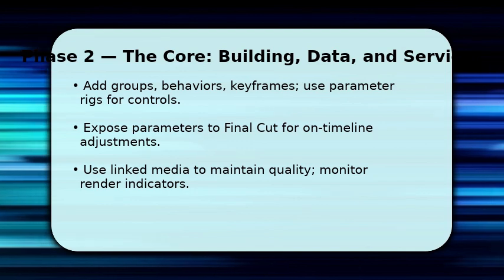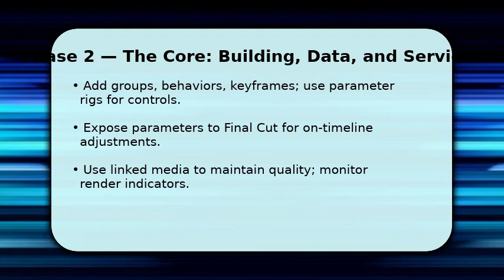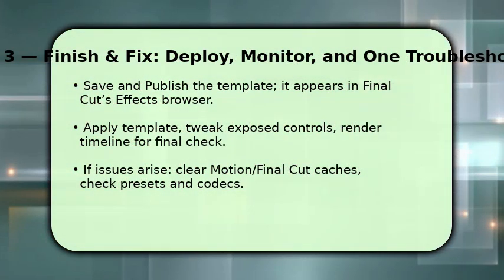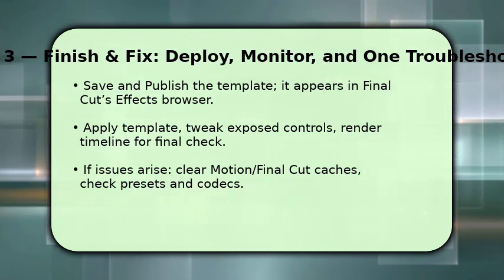Use linked media and work at full resolution to avoid quality loss. As you animate, check the render indicator and make cache-friendly choices to speed playback. Finish by saving and publishing the Motion project so Final Cut Pro detects the template in its browser.